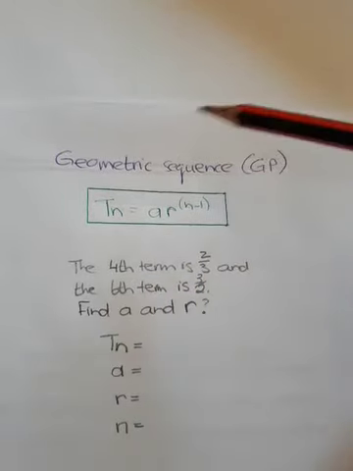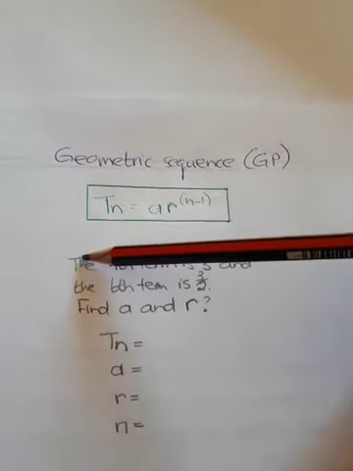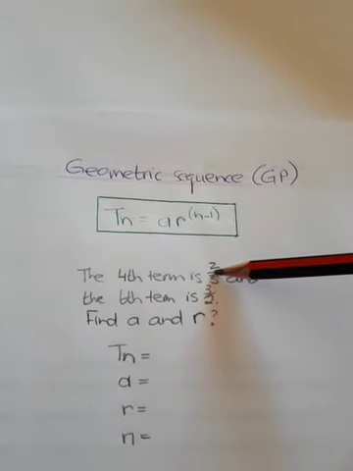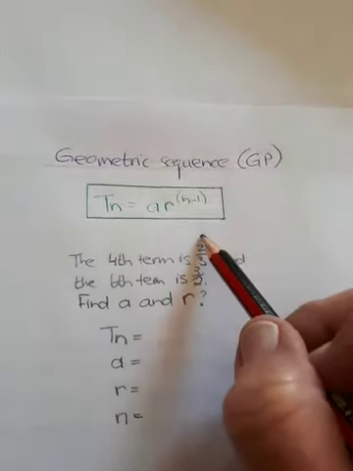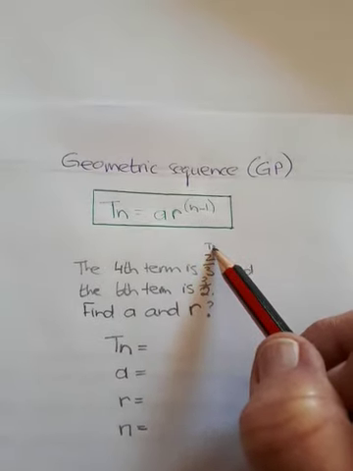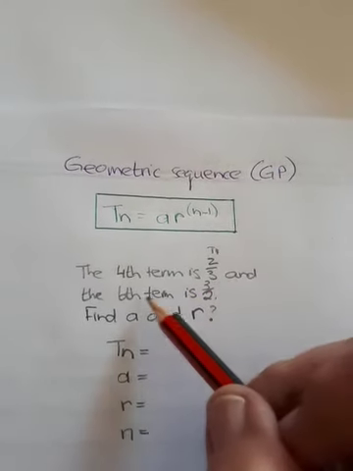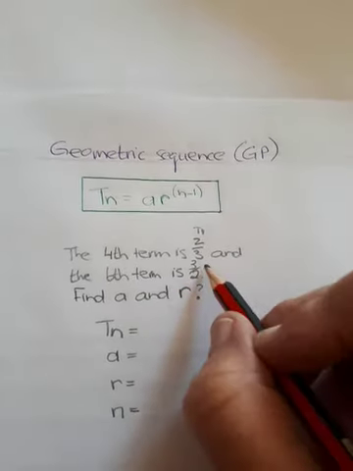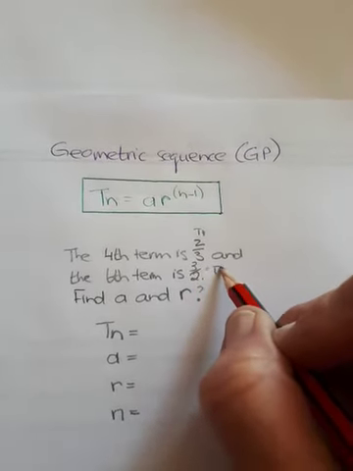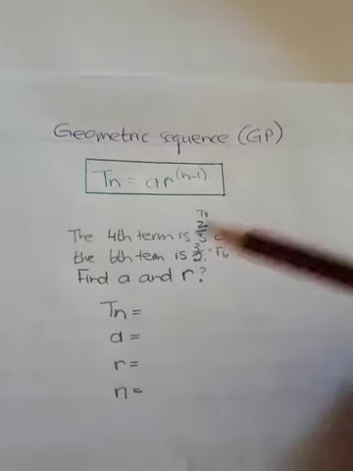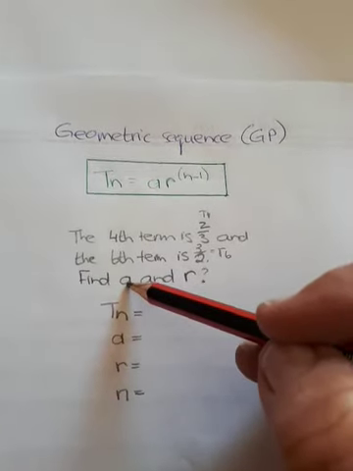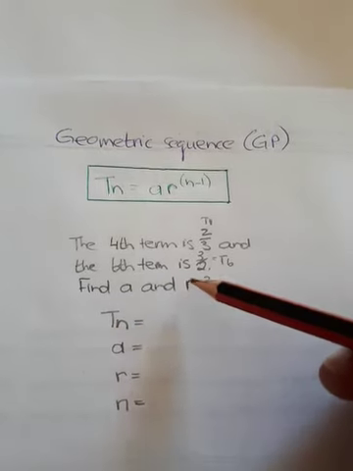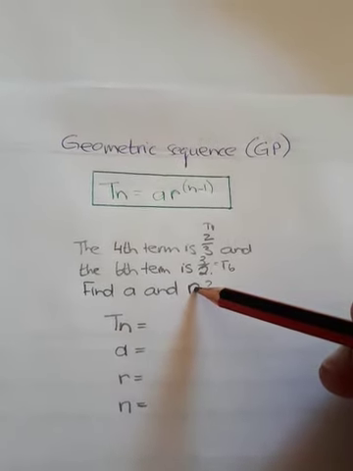Now if we look at this example, they're telling you that the fourth term is 2/3. So term 4 is 2/3. And then they say the sixth term is 3/2, so this is equal to T6. You must find a and r. So you must find the first term and you must find the common ratio.